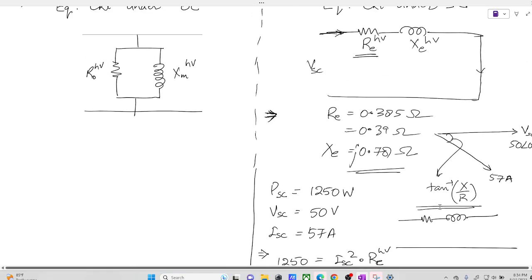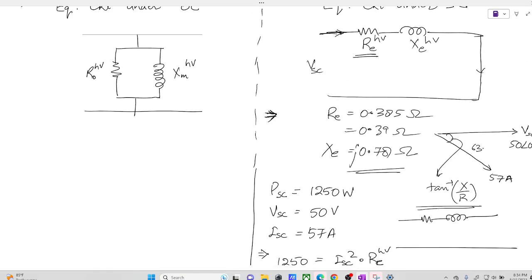Sir, this will be 63. What about the phasor diagram, sir? Yes, 63.73 degrees. This will be the angle, and the current angle will be minus 36.7 degrees.